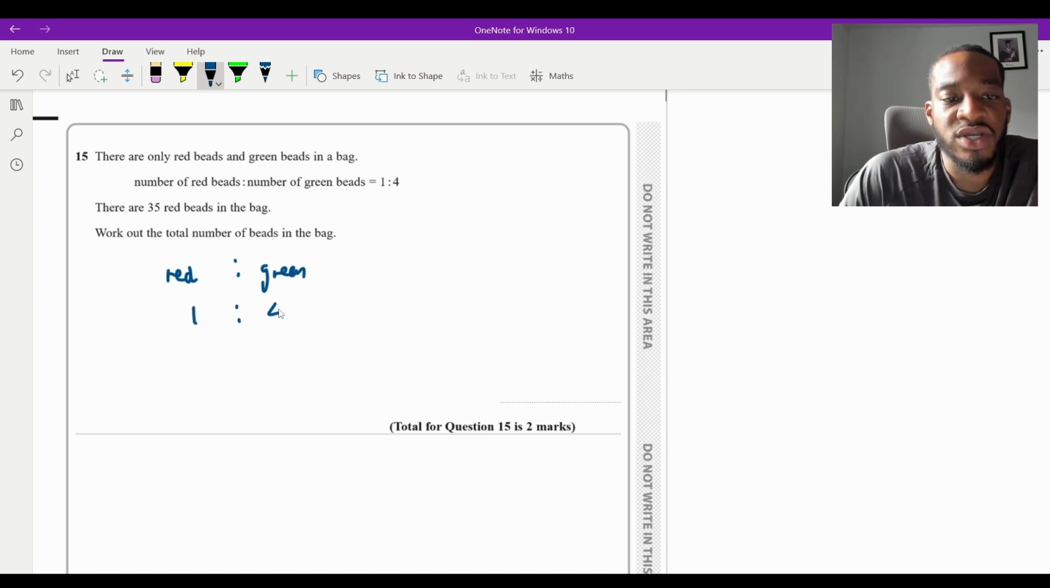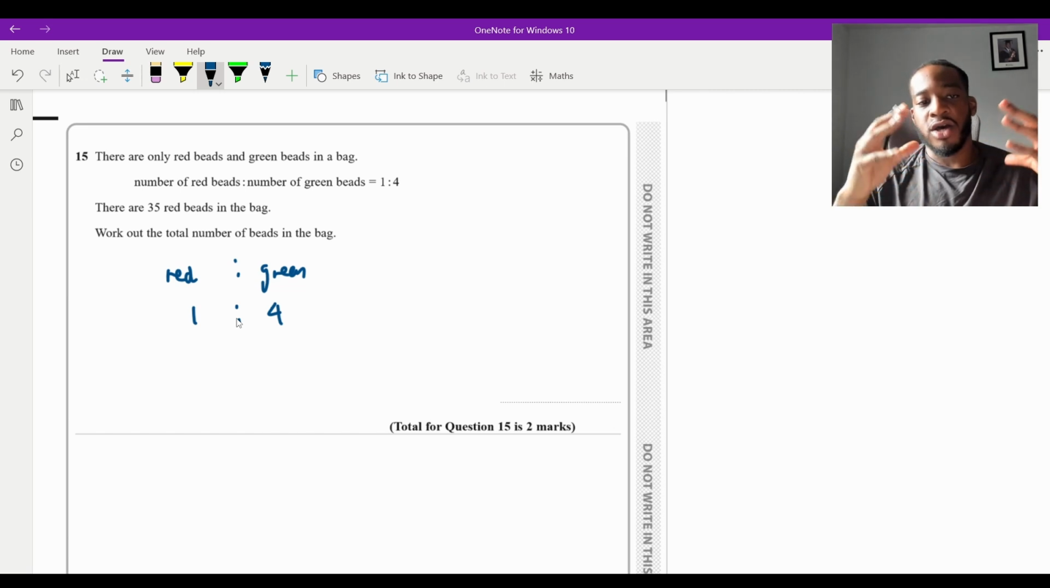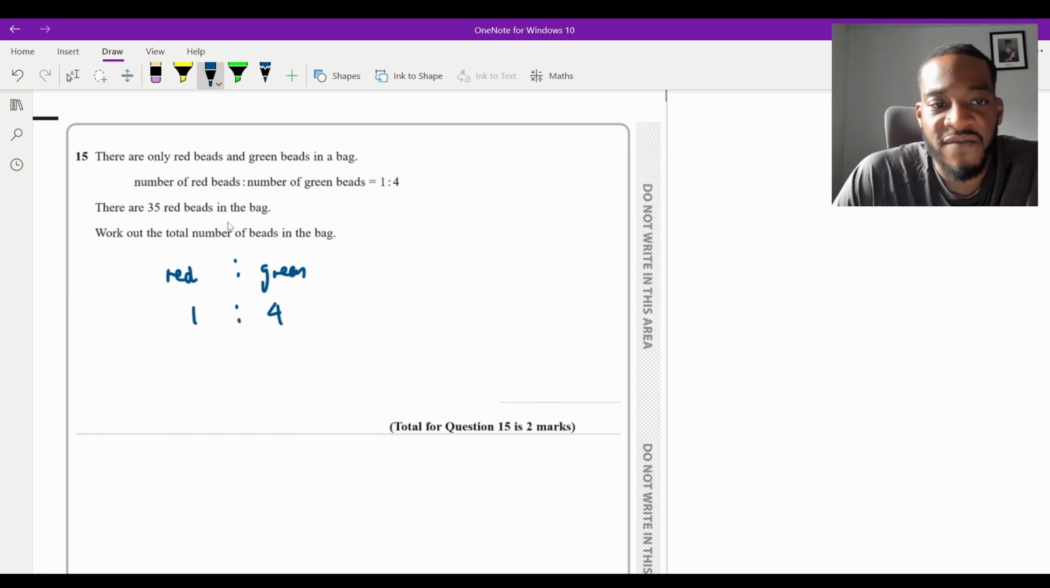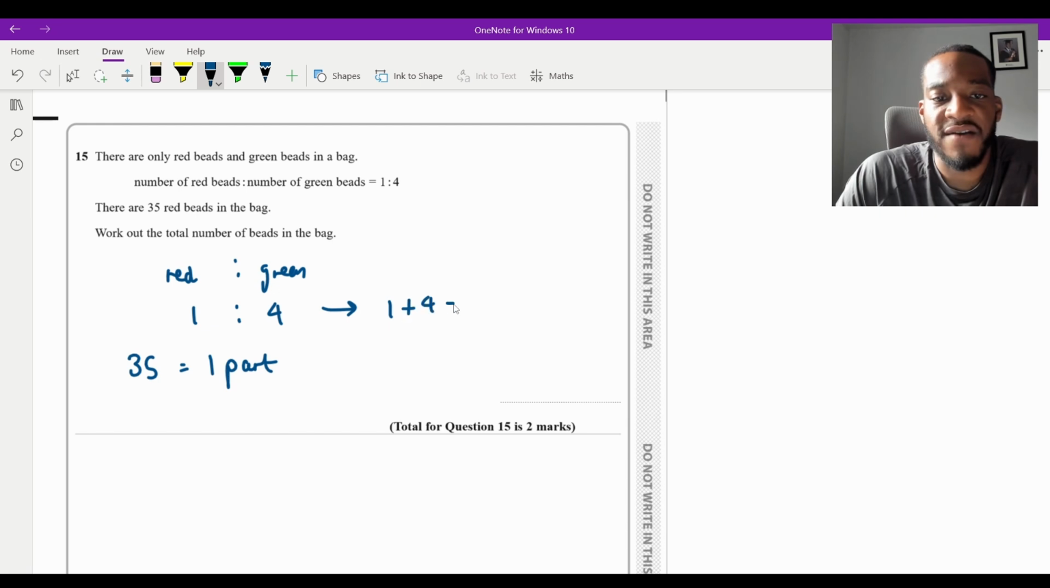Now remember, when you're dealing with ratios, you're thinking of a total amount and it's split into parts, right? The ratios are the parts. So we know that there are 35 red beads, and we also know that red represents one part. So what I can actually say is that the 35 red beads is going to equal one part for sure. Now we're trying to work out the total number of beads in the bag. Well, how many parts are there in total? We're just going to add the two parts together. 1 plus 4 is equal to 5. So there are 5 parts in total.